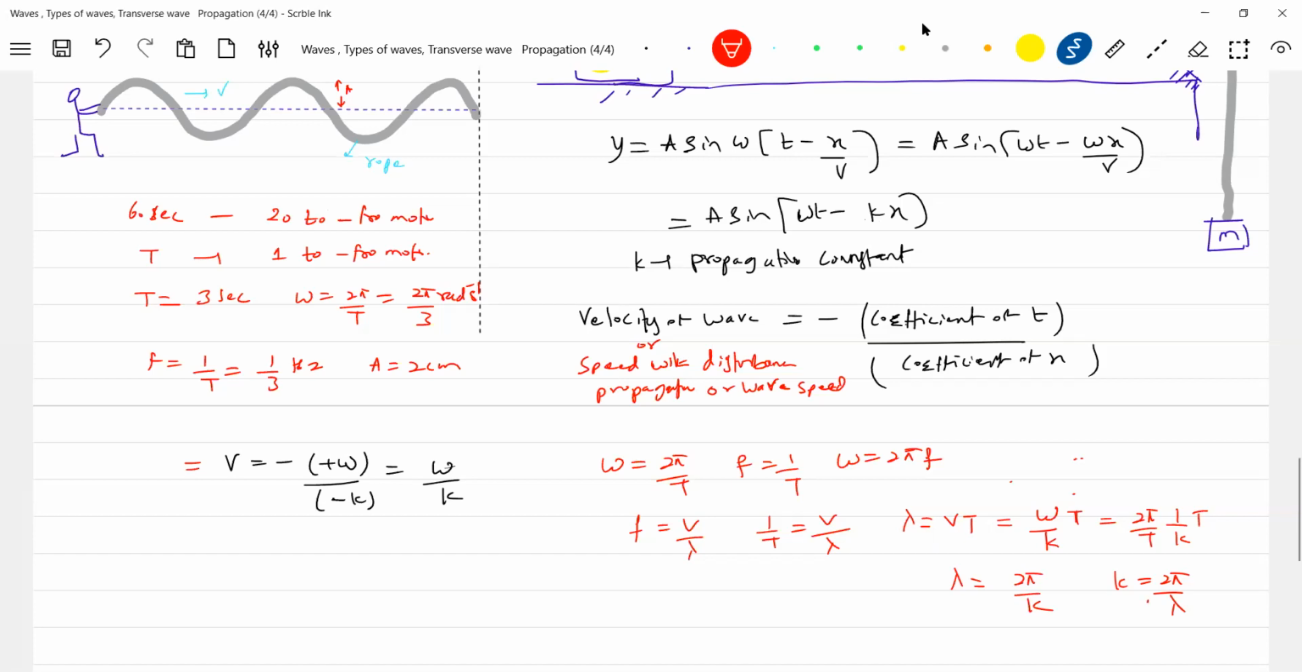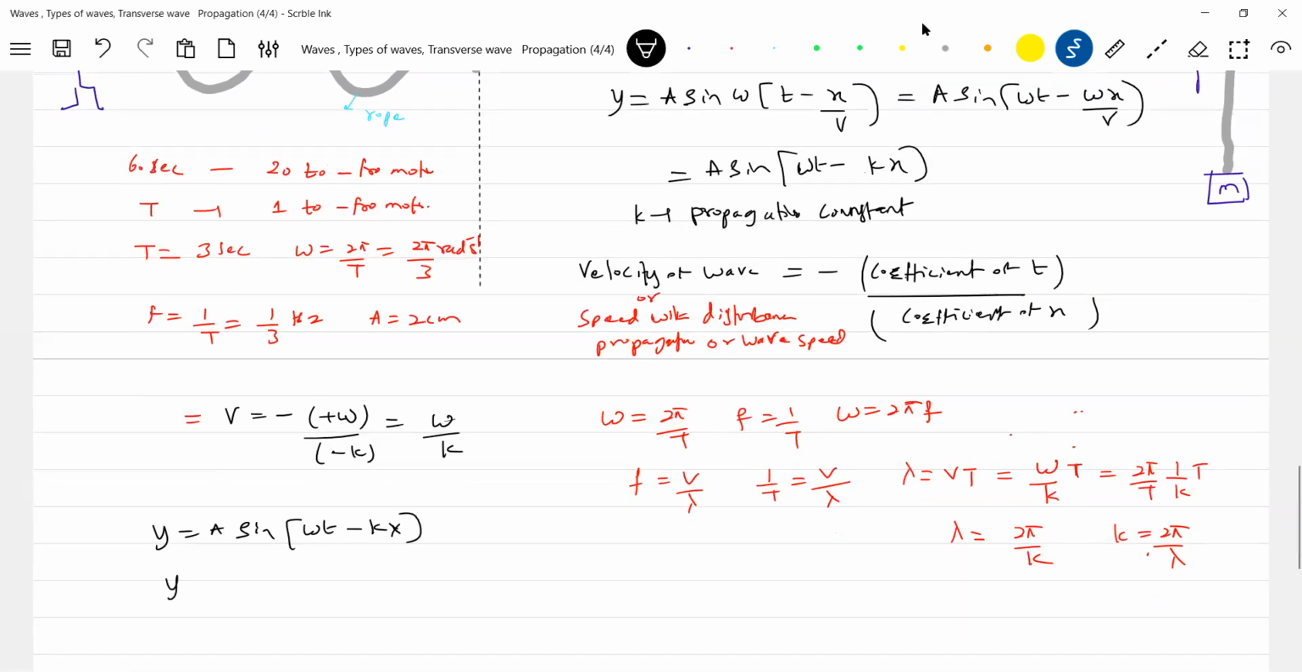Now I can write the same wave equation in another form. What is 2 pi or omega? It is 2 pi by capital T, and k x will be 2 pi by lambda into x. So these are the various forms in which we can express the wave equation. What are these called? The transverse wave equation. Now I think we are quite familiar.